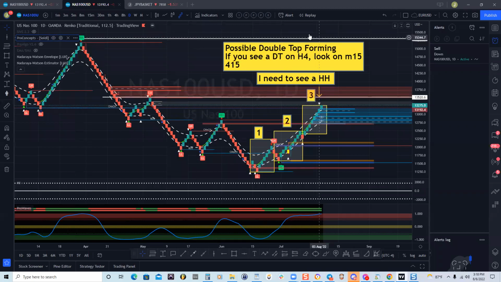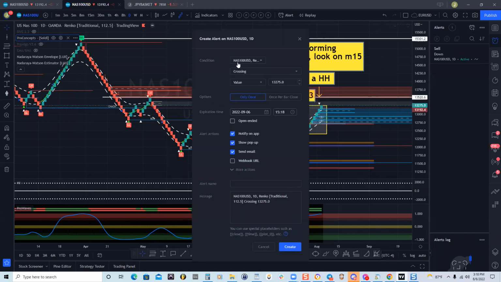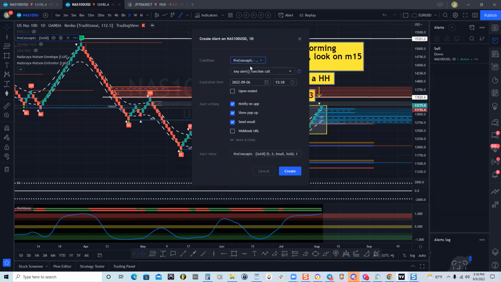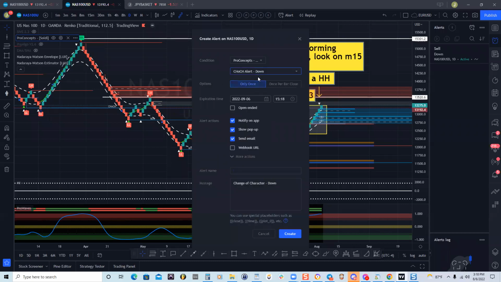Yeah. So you can put an alert on the SOLD. Okay? SOLD's right here, right? Any alert call. So you can do any alert call here, right? Because it doesn't have a higher high function. So you can change the character alert down. You can set this one up on the daily time frame. So once bar close only once, maybe here, right?